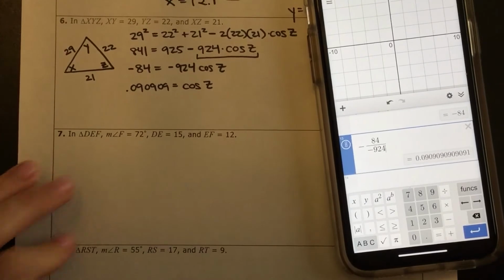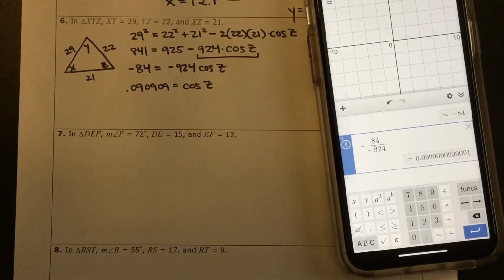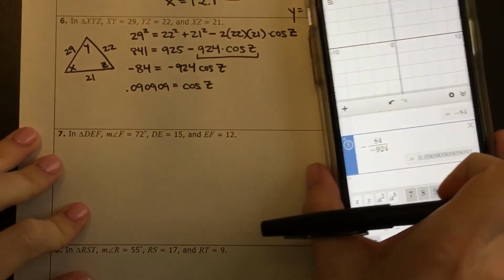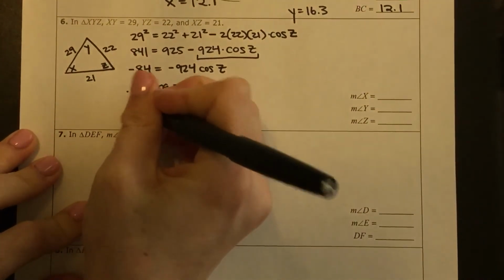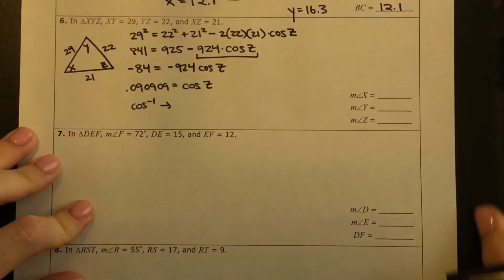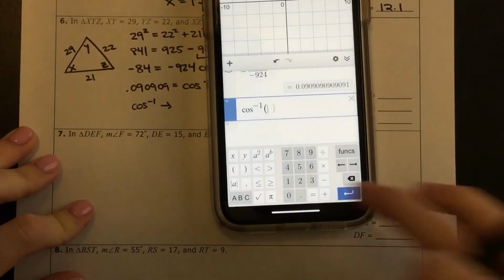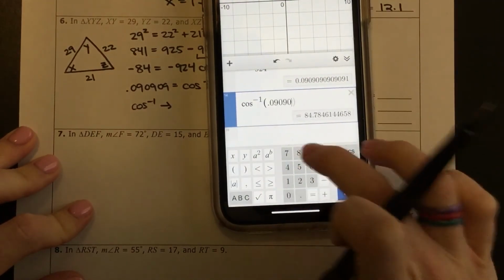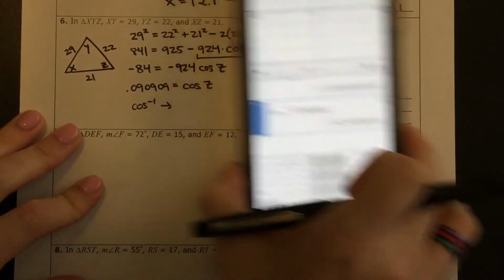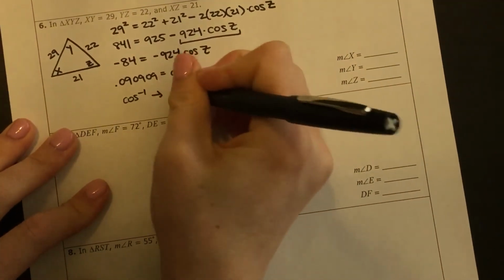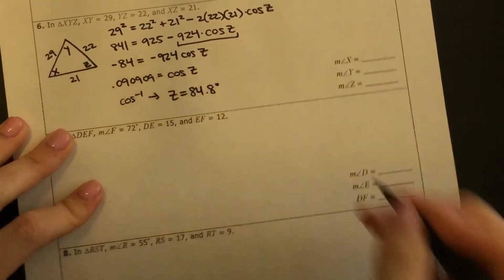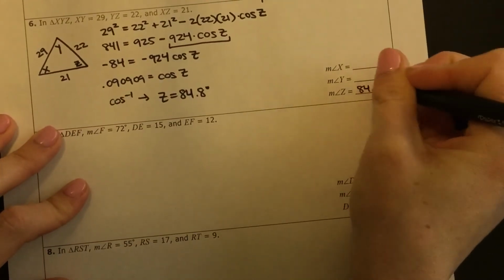So that gives me the cosine value, which we know is always somewhere between -1 and +1. And so in order to get the actual value, we need to take the inverse cosine of both of those sides. All right, so inverse cosine of 0.090909. Okay, so I get 84.8 degrees. So that's one piece. That is 84.8 degrees.